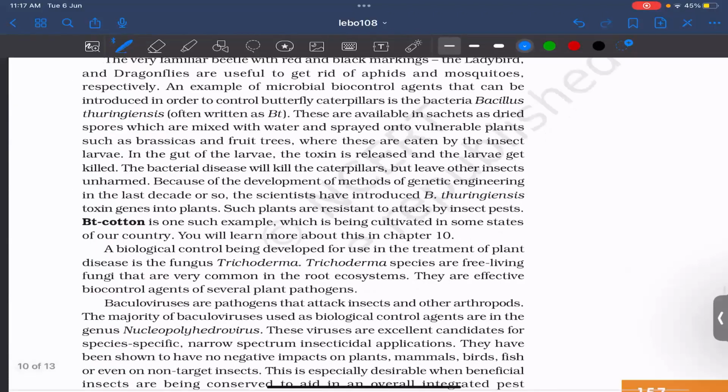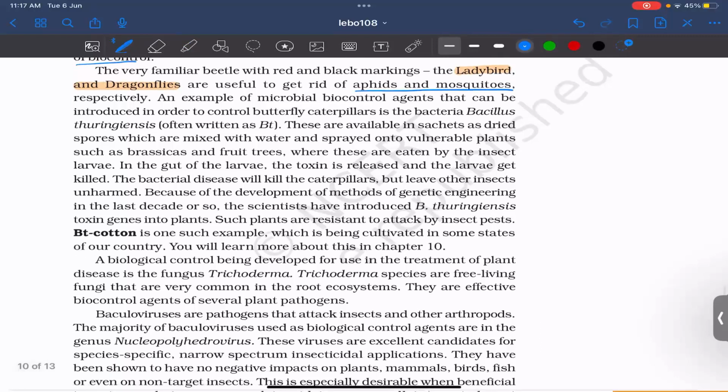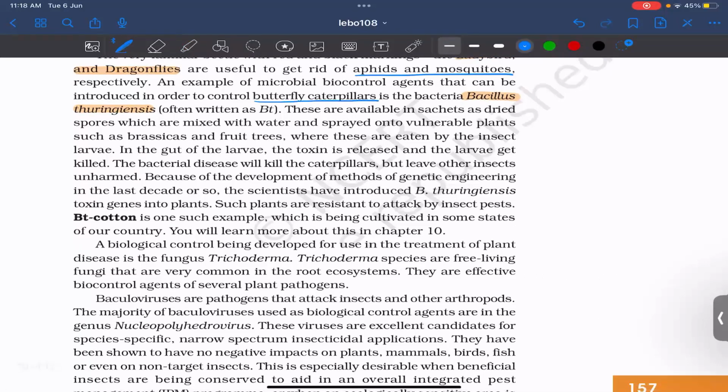Now let's discuss a few examples here. For example, the ladybird and dragonfly are used to get rid of aphids and mosquitoes. Then we have examples of butterfly. Another biocontrol agent that can be introduced to control butterfly caterpillars is Bacillus thuringiensis. They control the butterfly caterpillars. This is a very common example. It will be explained in detail later.